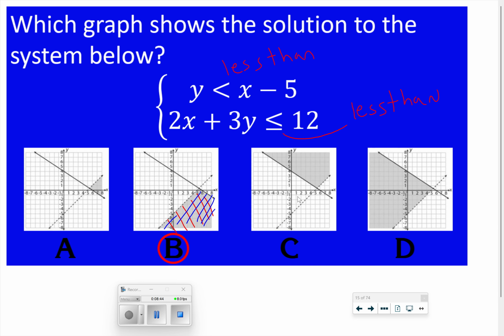Okay, the answer would be B. B. Notice how this says less than and this says less than. So you go to each one of these lines and shade below that. So this one would shade all the way here. This one would shade all the way here. And where they overlap is in this area right here.